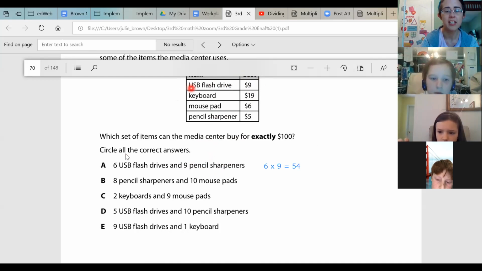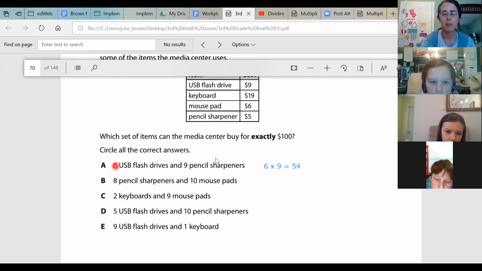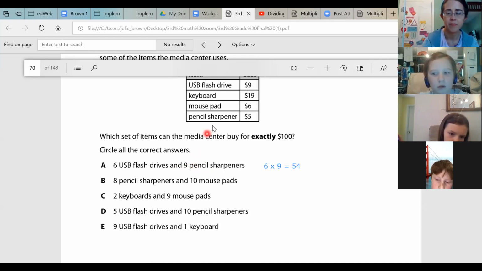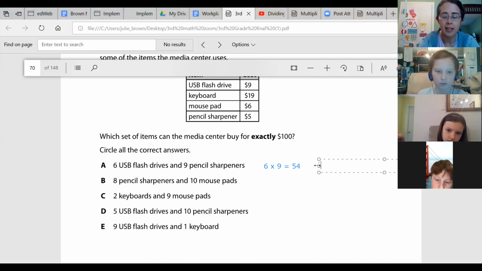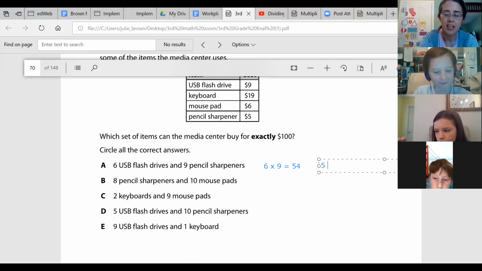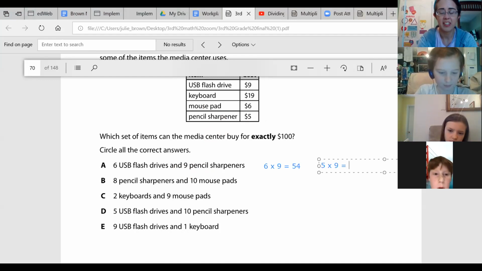Okay, but we already did USB flash drive, where I took 6 of them and then I multiplied 6 by 9 and I got 54. Real quick, look at the pencil sharpeners. 5 times 9. Yes, and Rosie, you had that too. So I would do 5 times 9. And that gives me how many, Dash? 5 times 9 is 45.